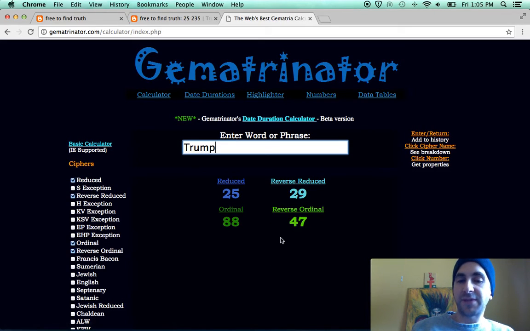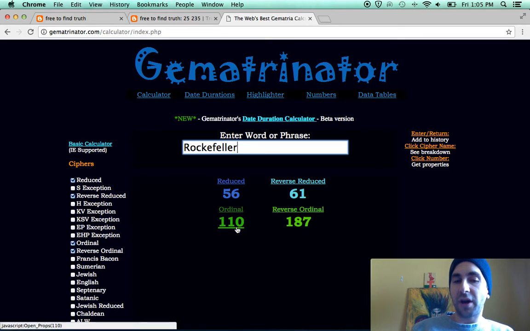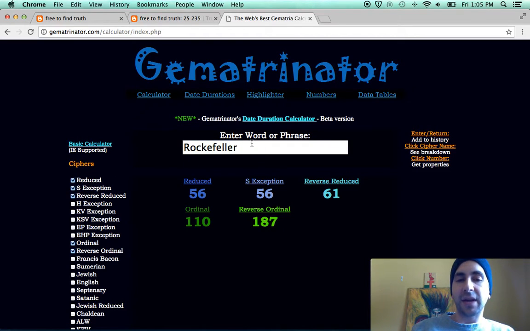Notice the name Trump. Trump has 47 within it. Like president, the night of the election, he was in the 47-story Midtown Hilton Hotel in Rockefeller Plaza. Pay attention to the numbers on the screen. Rockefeller has gematria of 110 and 187. And do you see this 56? There's something called the S exception, and president also shares gematria 56. The name Rockefeller has a lot of connections to the presidency.